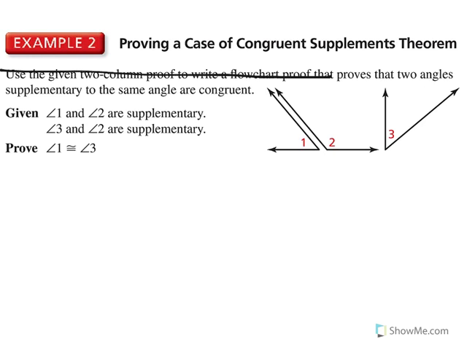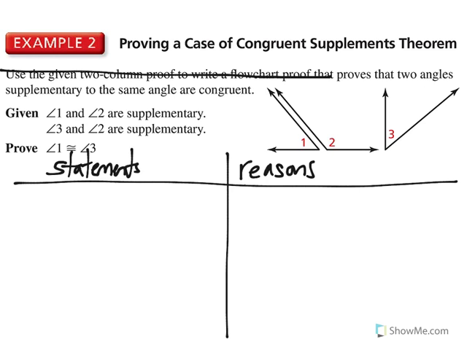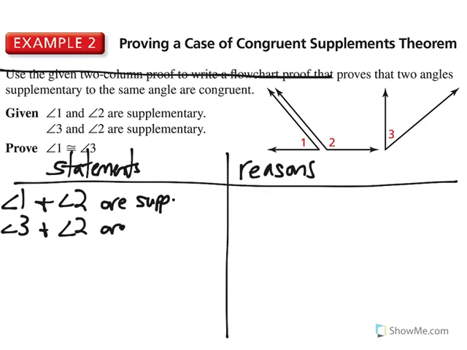So we're going to start with our T-chart, with our statements versus our reasons. And actually, I'm going to make this bigger because we're probably going to be doing a lot of writing. We start off always with our given. So we have angle 1 and angle 2 are supplementary. And I'm going to abbreviate it. And we have angle 3 and angle 2 are supplementary. This would be our statement of 1, in which I didn't really leave enough space, but this would be 1. So our first reason is that these are our givens.